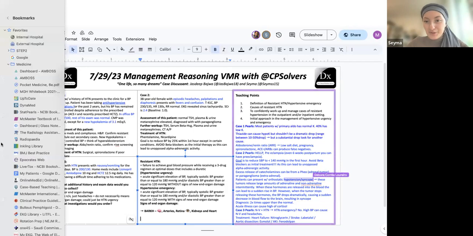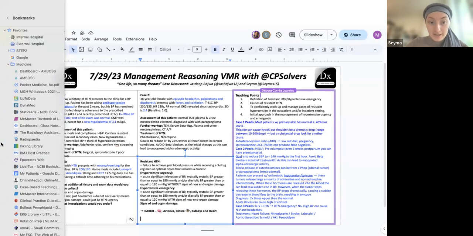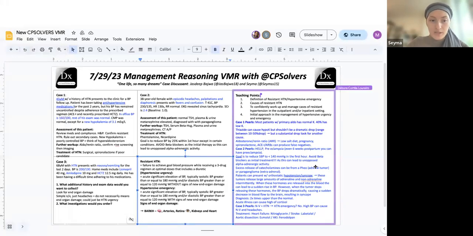And then also now talking about some definitions that we had. So resistant hypertension is basically defined as the failure to achieve goal blood pressure while receiving a three-drug regimen at optimal doses that also includes a diuretic. And as you already mentioned, we can have common causes like obstructive sleep apnea, use of drugs, substances like cocaine, amphetamines, oral contraceptives, or immunosuppressants like cyclosporin, also primary hyperaldosteronism or renal parenchymal disease. Less common causes are pheochromocytoma, Cushing, and renal artery stenosis.